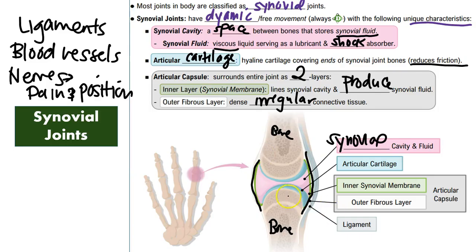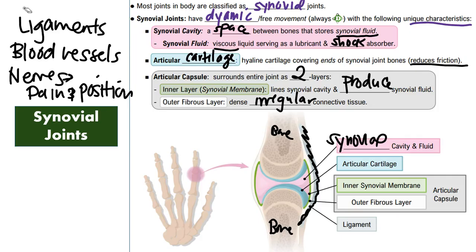And then finally, you have ligaments, which are going to reinforce the joints for stability. And here's our ligaments that are connecting bone to bone. So again, more bands of connective tissue that are connecting the bone to give it more stability. Okay, and so these are some of the unique characteristics that we see in all synovial joints. Now let's get into some characteristics that are in certain synovial joints.